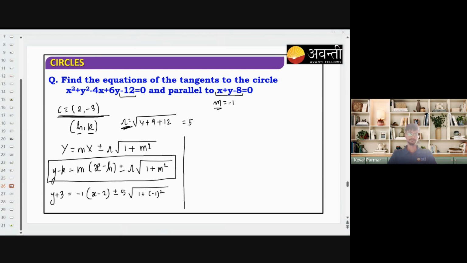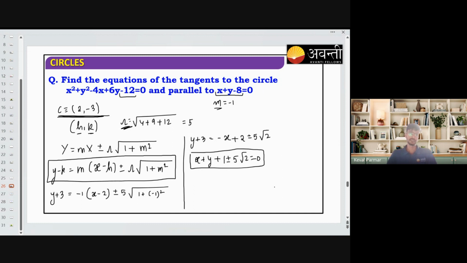So what do we got? We'll get y plus 3 is equals to minus x plus 2 plus minus 5 root 2. So if we bring everything on the left hand side, we'll get x plus y plus 1 plus minus 5 root 2 is equals to 0. These are the equation of tangents.